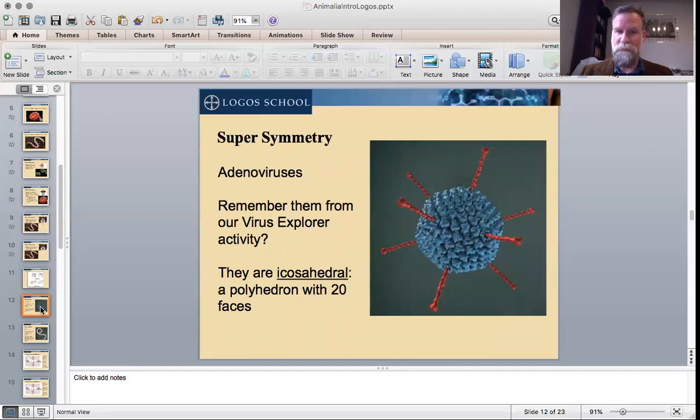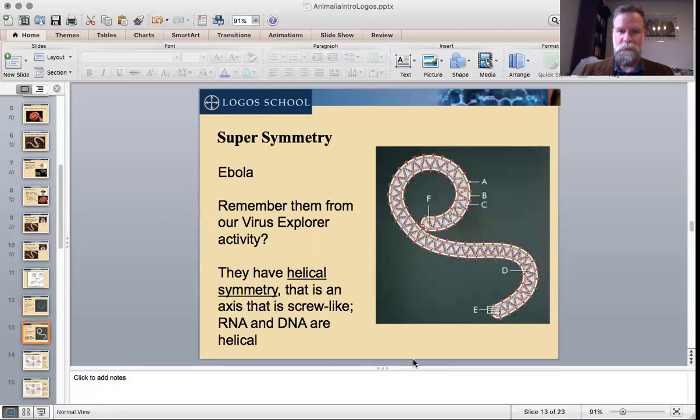And we see that we have icosahedral. If you remember exploring icosahedral, that means a polyhedron with 20 faces. So an amazingly symmetrical, complicated creature, the adenoviruses. And then also our friend the Ebola virus, which has a helical symmetry. So helix, RNA, DNA are helical molecules. They have a helical symmetry. And that's another very complex type of symmetry that we're not going to see in Kingdom Animalia.